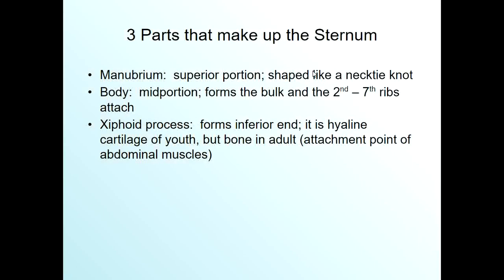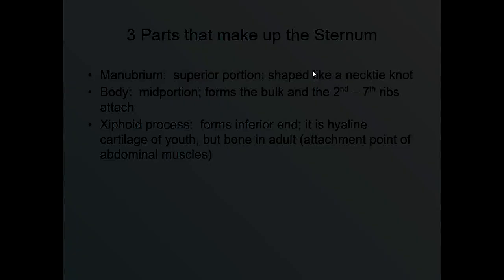The sternum is made up of 3 parts. We have the manubrium, which is the very top, and it looks like a necktie. You have the body, which is the bulk of the sternum, and that's where the 2nd through 7th ribs attach to it. And then at the very bottom, there is a bony structure that is known as the xiphoid process. And this is an attachment point for a lot of abdominal muscles. It's cartilage when we're little, but then it changes to bone.